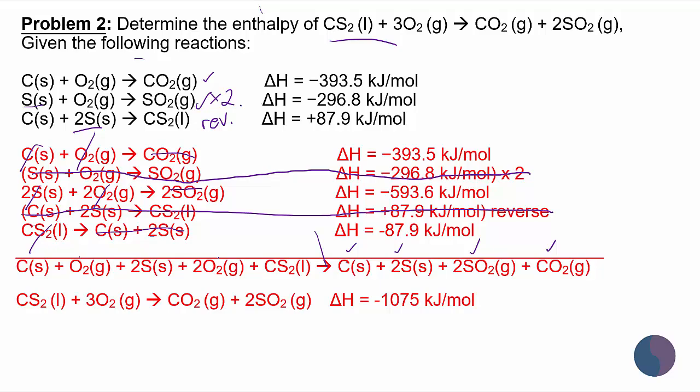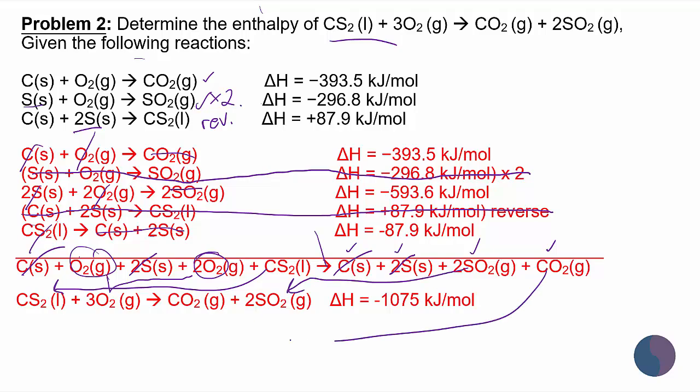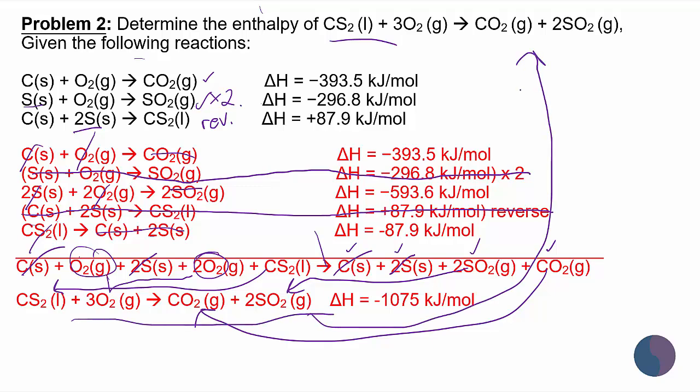I've got these two. They're going to turn into a 3. That's fine. I've got 2 S's on both sides. I can get rid of those. I've got my CS2 that I will bring down. I've got carbon on both sides. I can bring my 2S over here and my C over here. Just check that that looks the same as this. And it does. So I can now add up the 393, the 593, and the 87. And that gives me minus 1075 kilojoules per mole.